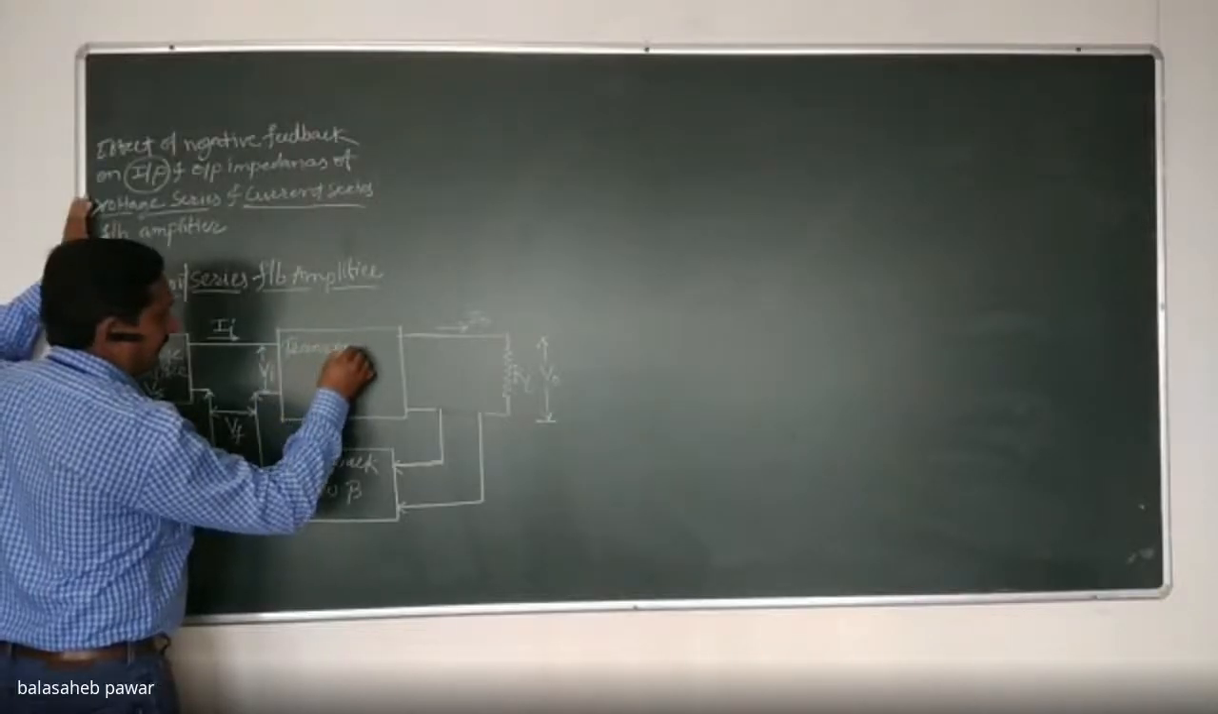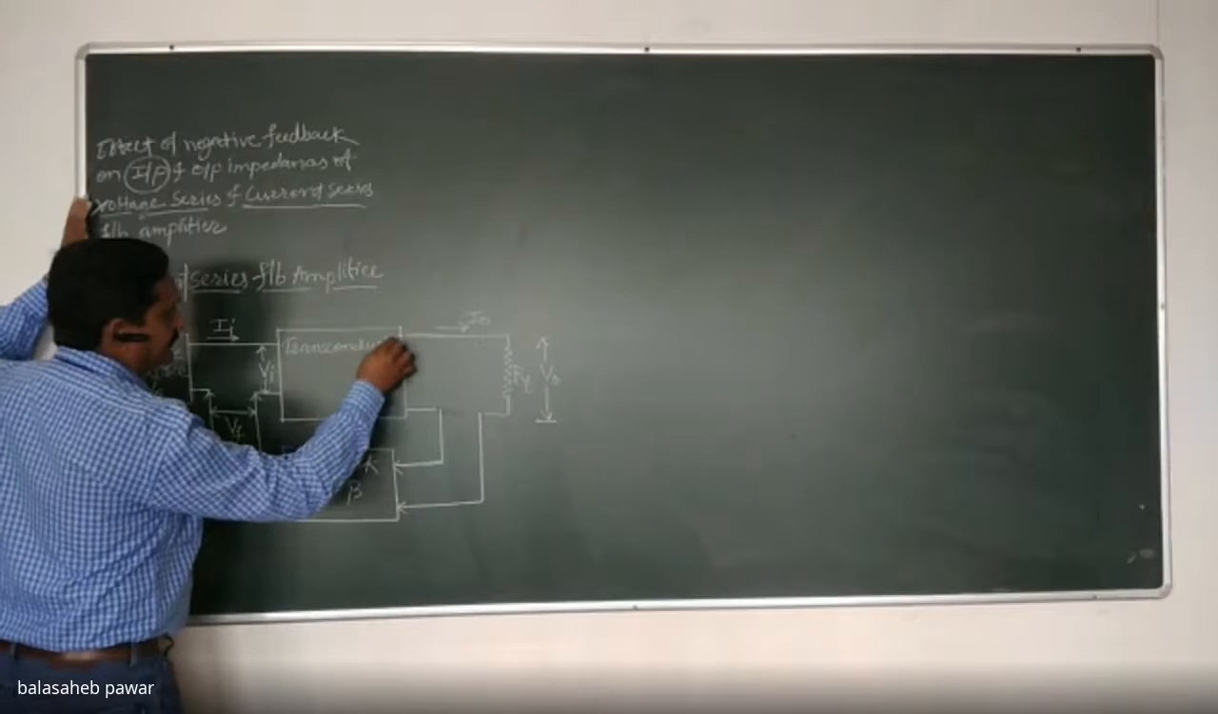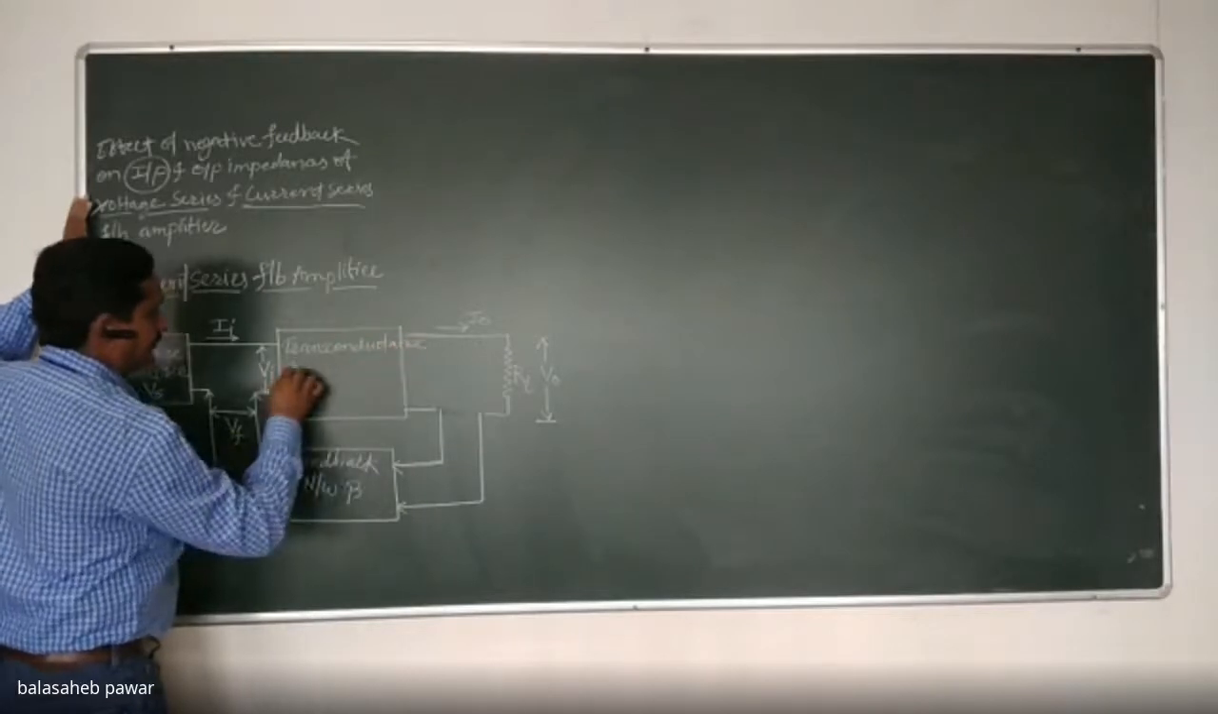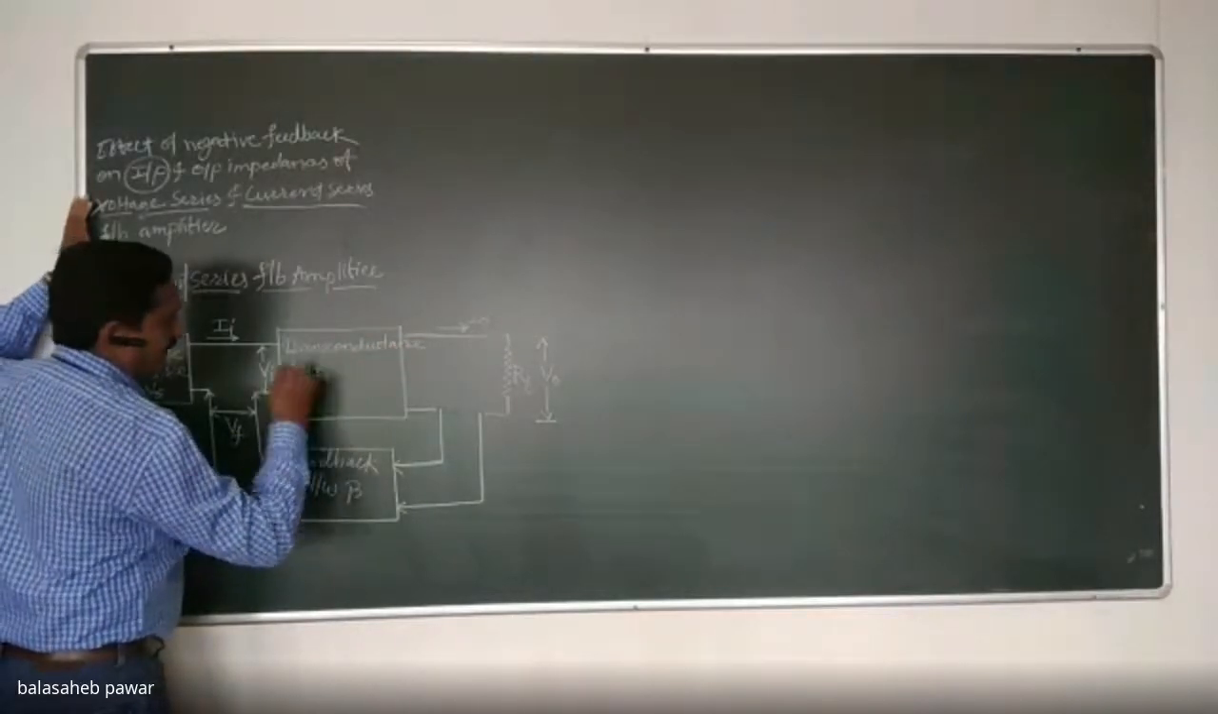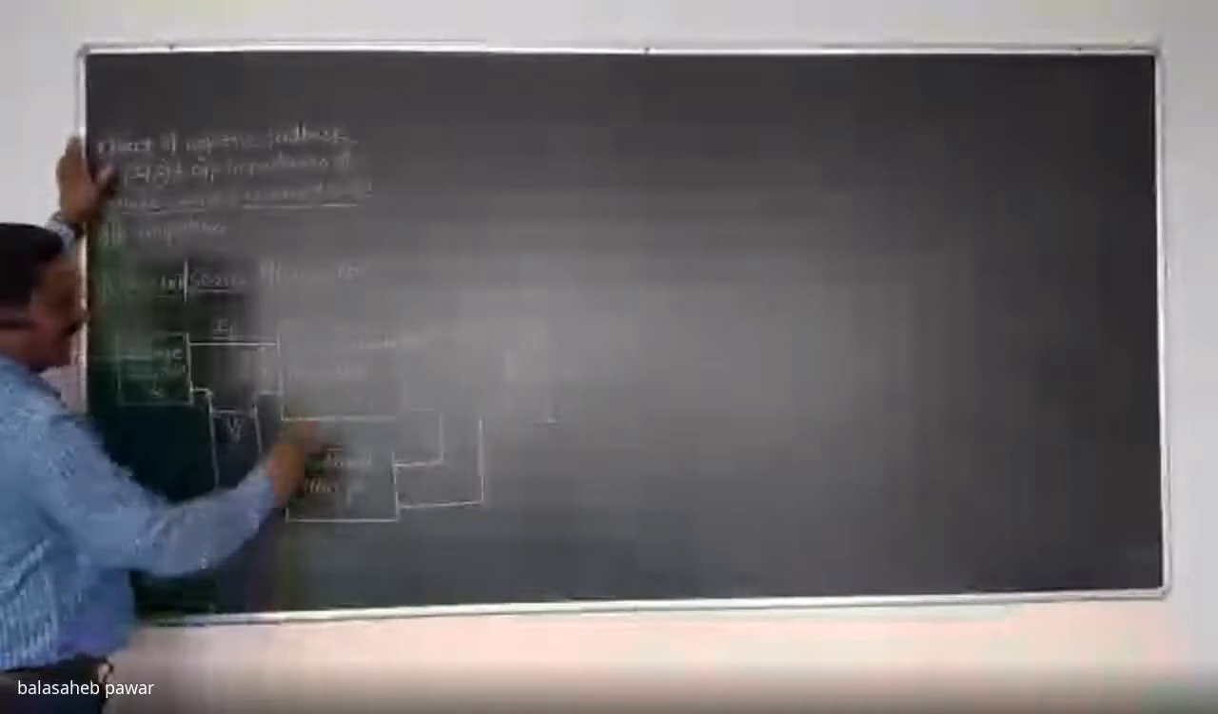Very nice. What is its transfer gain? The transfer gain of a transconductance amplifier is denoted by GM. Very good. So its transfer gain is GM. So simple, is it?